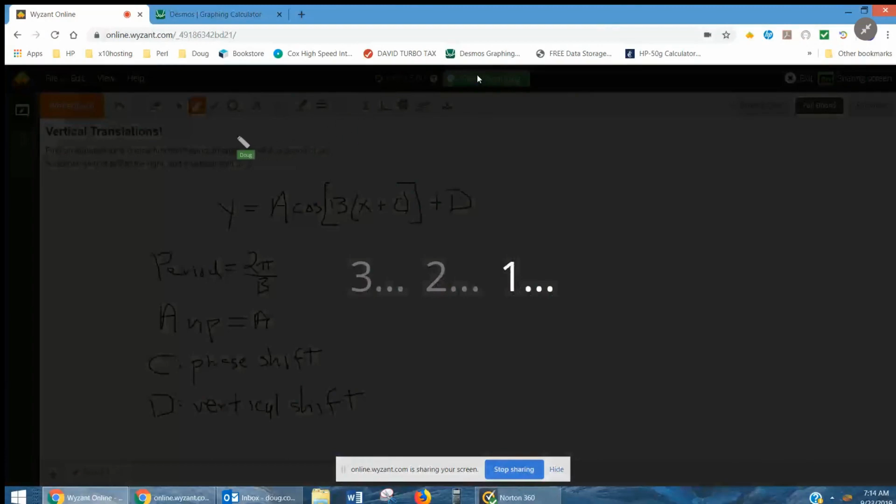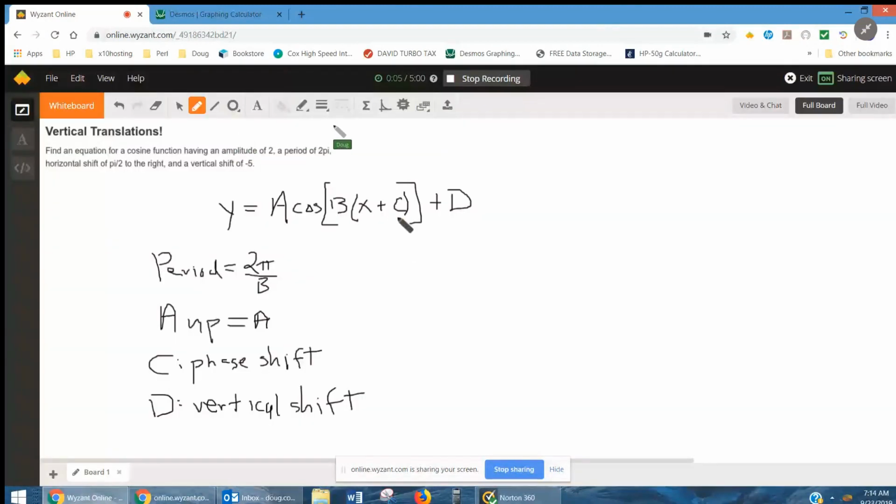Okay, generally, here's how the numbers A, B, C, D affect the graph of the parent function, y equals the cosine of x. And since we're dealing with a period of 2 pi, rather, in this problem, we're told the amplitude is 2, the phase shift is pi over 2 to the right, and the vertical shift is 5 down, or a minus 5.